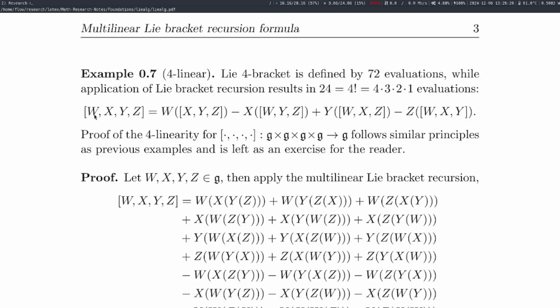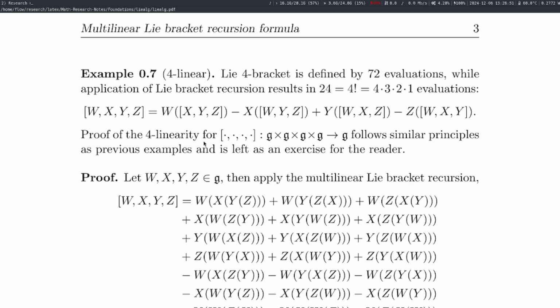So what does it look like? So in terms of the recursion formula, this is what we would end up with. We have the bracket of w, x, y, and z equals w applied to the trilinear bracket x, y, z minus x applied to the trilinear bracket w, y, z plus y applied to the trilinear bracket w, x, z minus z applied to the trilinear bracket w, x, y.